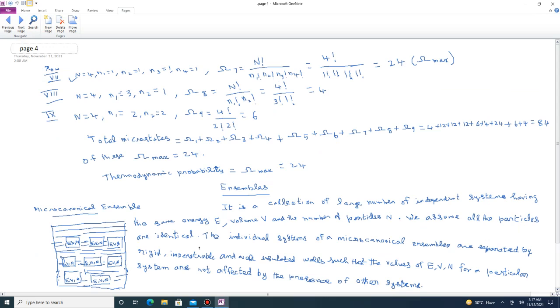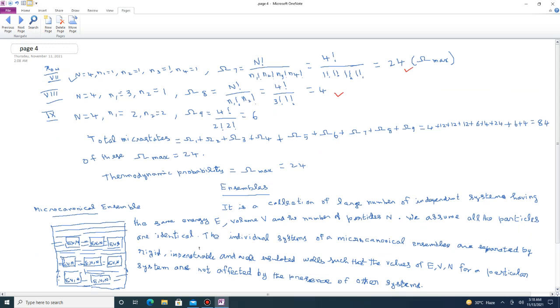Similarly for other rows also, omega 7. Here there are 4 cells, n1 is equal to 1, n2 is equal to 1, n3 is equal to 1, n4 is equal to 1, capital N is equal to 4. So by using this formula, N factorial divided by n1 factorial into n2 factorial into n3 factorial into n4 factorial, once we substitute, you will get 24. If you consider the 8th row, you have 2 cells, n1 is equal to 3 and n2 is equal to 1. You can get omega 8 is equal to 4.